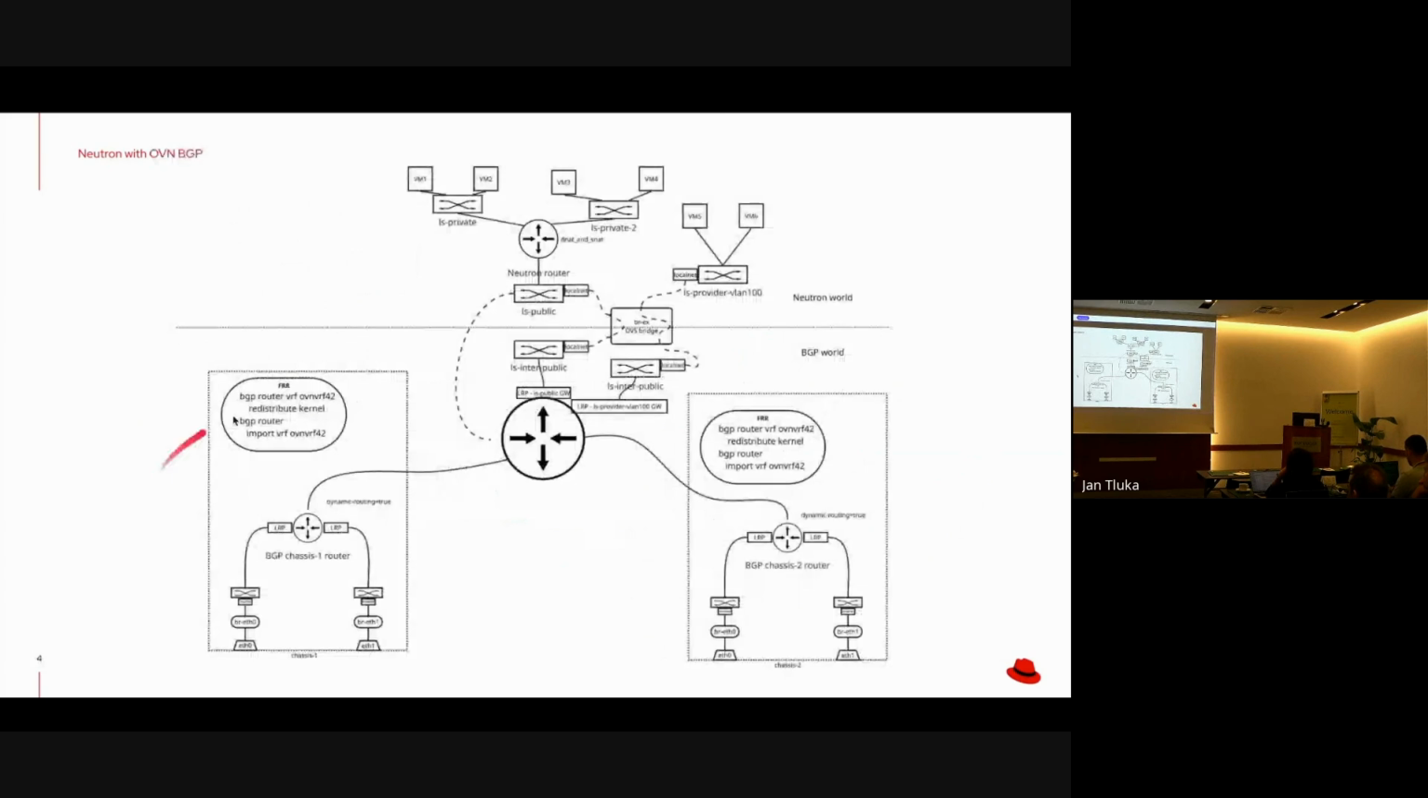And on the next slide, we can see the same topology on the top here. This is something I call the Neutron world. And there's a clear line between the Neutron world and something I call the BGP world. So all these components under the line in the BGP world, this is the new thing. This is the feature. Now let's talk about some details.